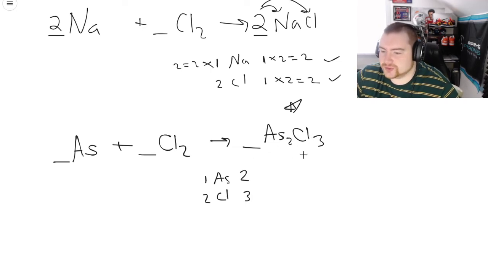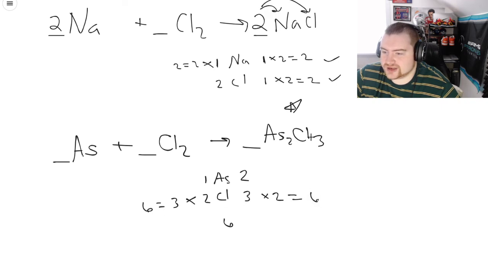So if we look at the chlorine first, we have 3 chlorine on the right and 2 on the left. So what can I multiply these by in order to have them equal? Between 2 and 3, we're looking for a least common multiple. The least common multiple most of the time is one number multiplied by the other. So between 2 and 3, the least common multiple is 6, right? So in order to achieve 6, we have to multiply 3 by 2 and 2 by 3.